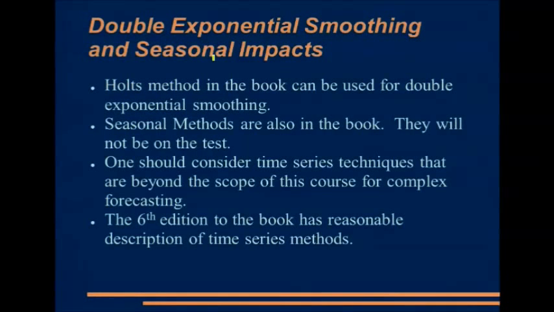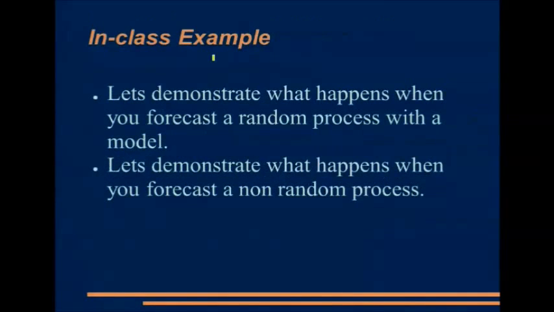Now the book talks about the concept of double exponential smoothing when you have a trend. And seasonal methods are in the book. They're not going to be on the test. You should be using time series methods in that time. Look it up on Wikipedia if you ever need to use it, right? And so those are really beyond the scope of the class. Now the 6th edition of the book has a really good bonus chapter on time series, which we don't cover. So that'd be a good reference if you want to look into it some more.